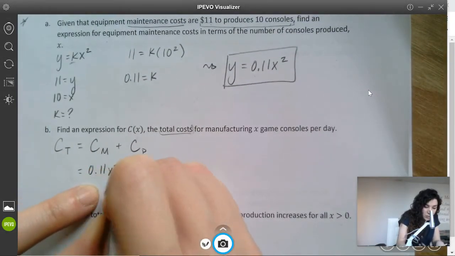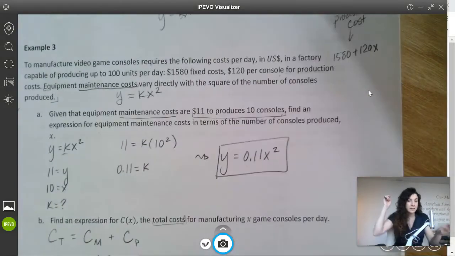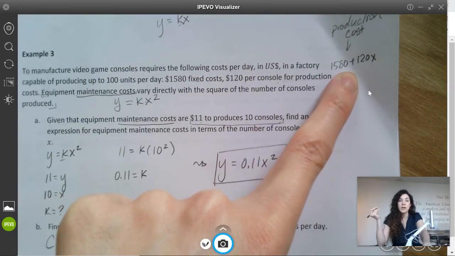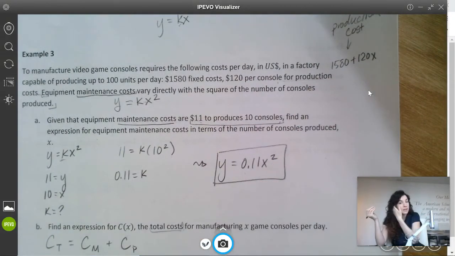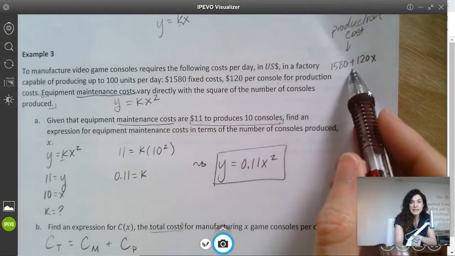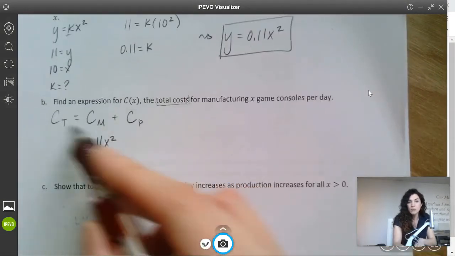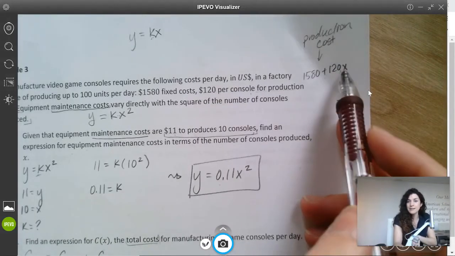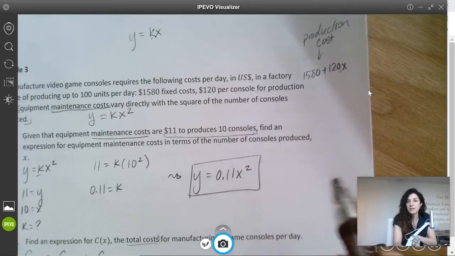And so bringing that all back in, we have the maintenance cost, which is 0.11 x squared. And when I was up here, I had a little spidey sense tingling in the back of my brain saying, hey, that's an equation of a line. I should make an equation of a line up here. And I'm so glad that I did, because now referencing back, that was the production cost. So now I can add this expression in with my total cost. Just because I like to have order and reason to things, I'm going to put 120x plus 1580.